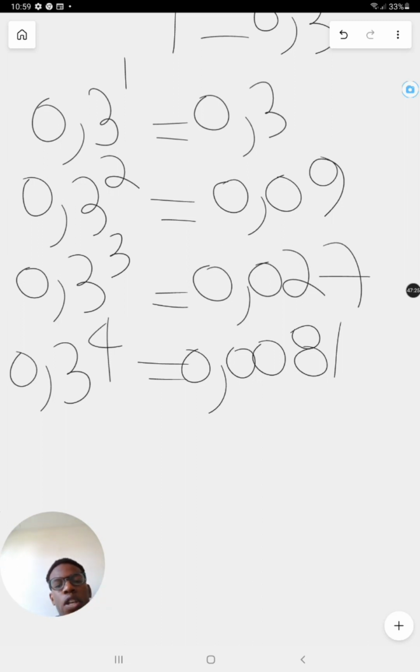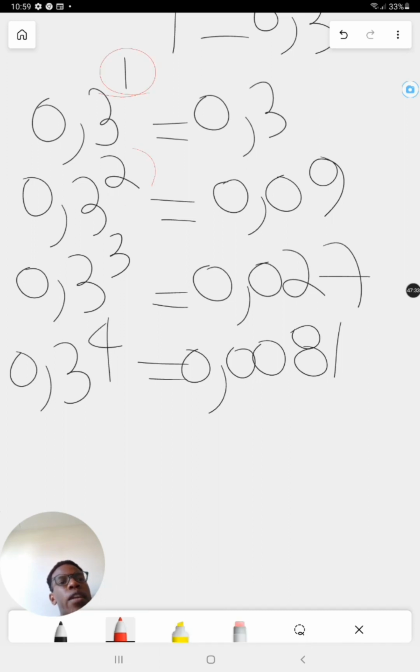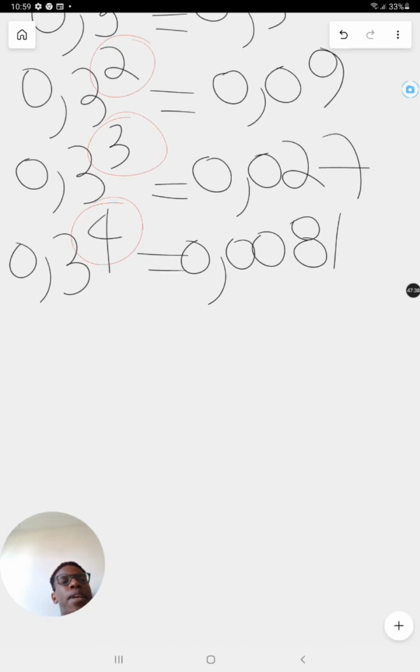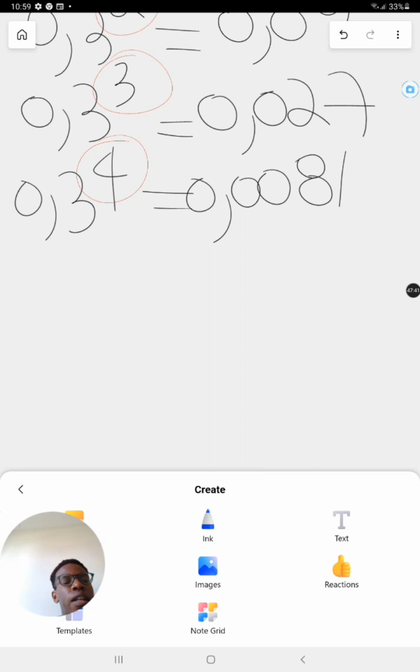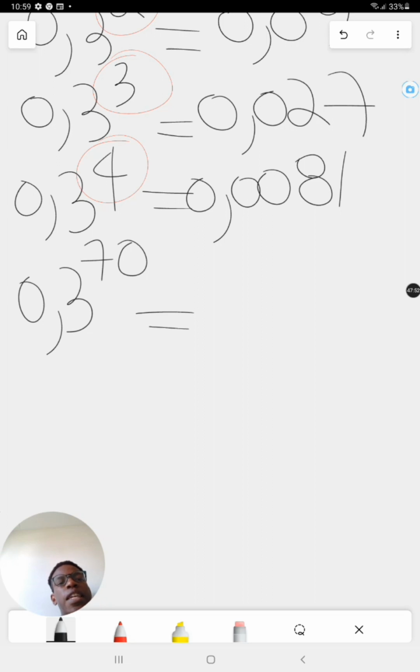Now, you will agree with me that as the exponent increases, from 1 to 2 to 3 to 4 to whatever, as the exponent of this decimal, of this common ratio, gets bigger and bigger, 0.3 to the power of 70, say for instance, is going to be even closer to 0. It's not going to be 0, but it's going to be 0.00000 something, something, something, very close to 0.